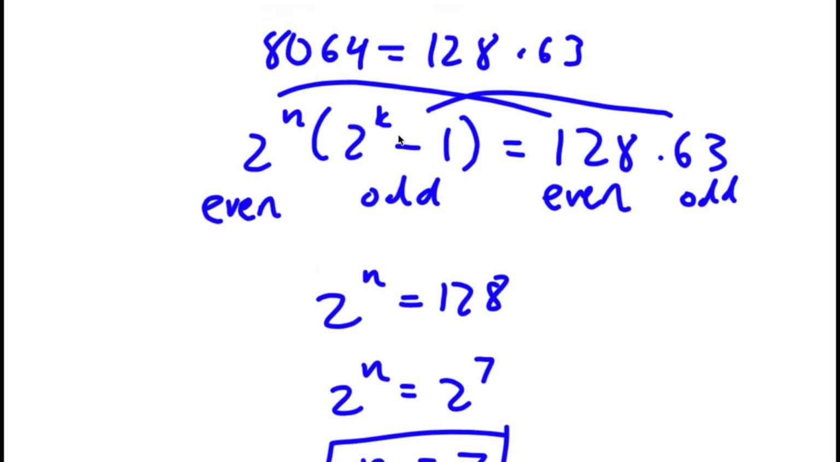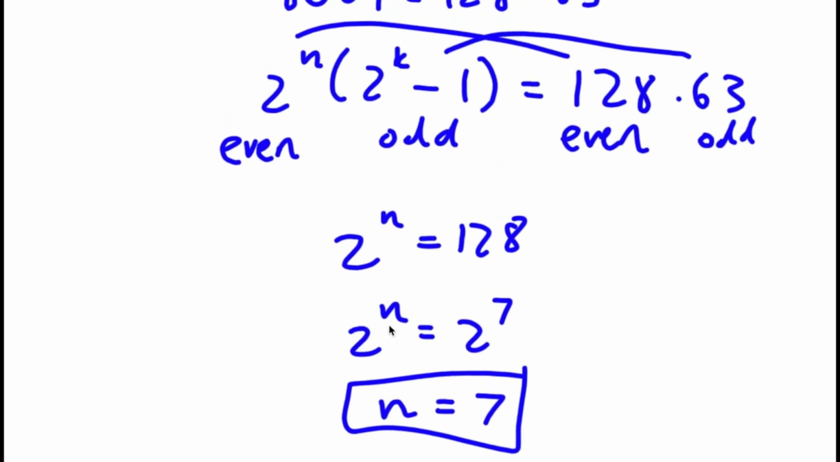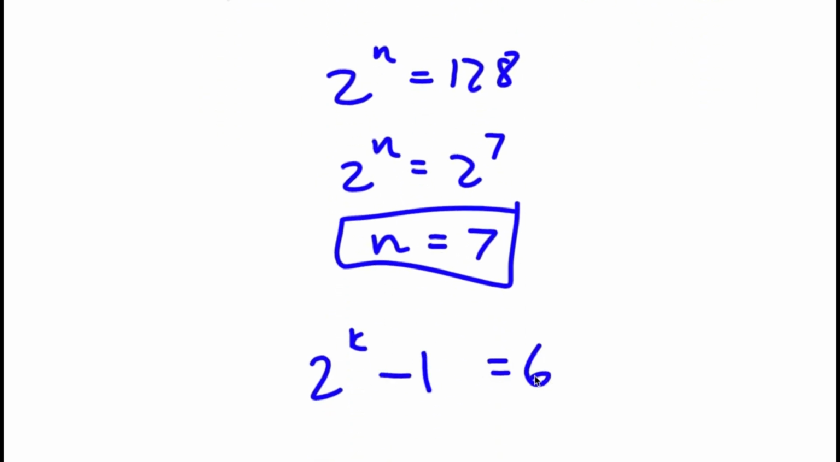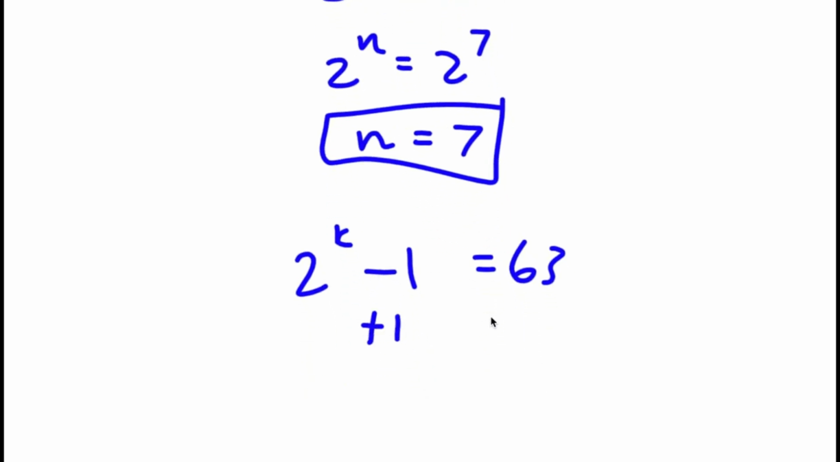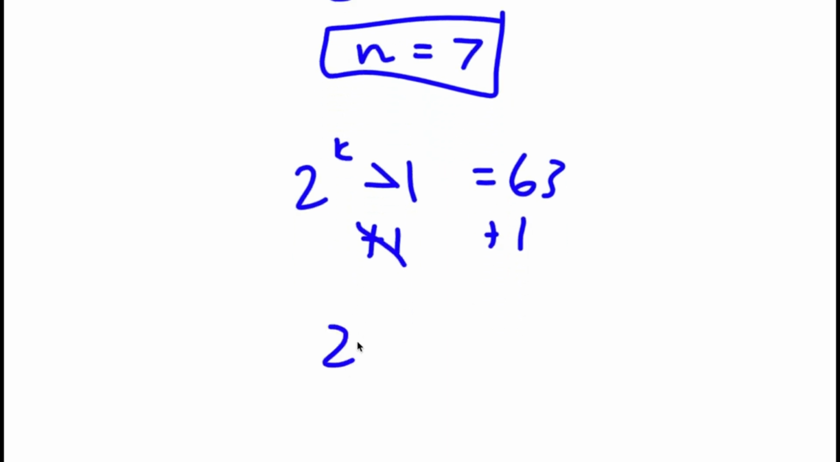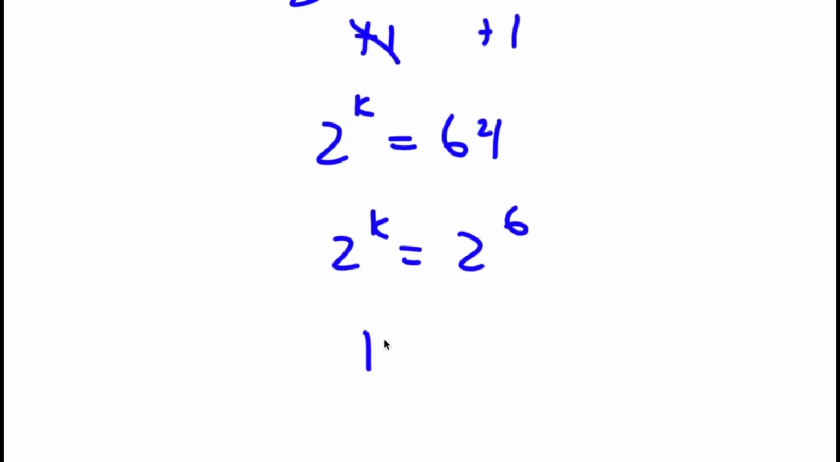Now, we have 2 to the power of k minus 1 equals 63. So if 2 to the power of k minus 1 is equal to 63, then all I have to do is simply add 1 on both sides. These two cancel out, and I'm left with 2 to the power of k is equal to 64. Now 64, that's the same thing as 2 to the power of 6. So if 2 to the power of k is equal to 2 to the power of 6, meaning k is equal to 6.